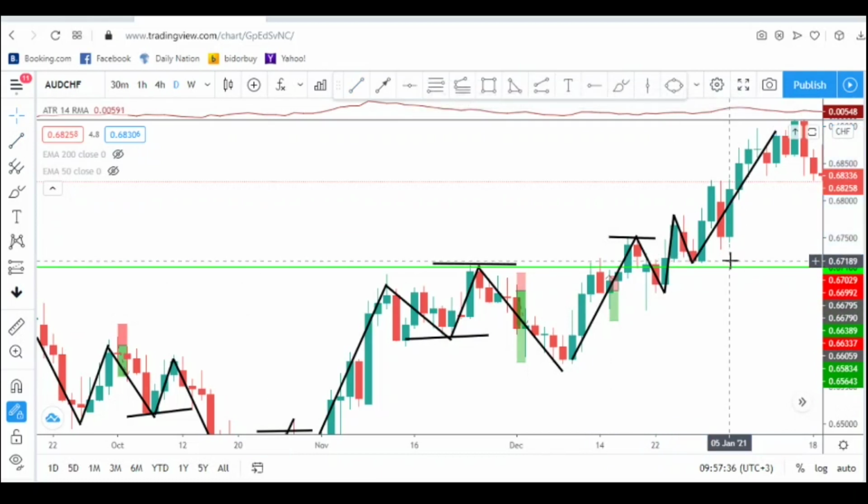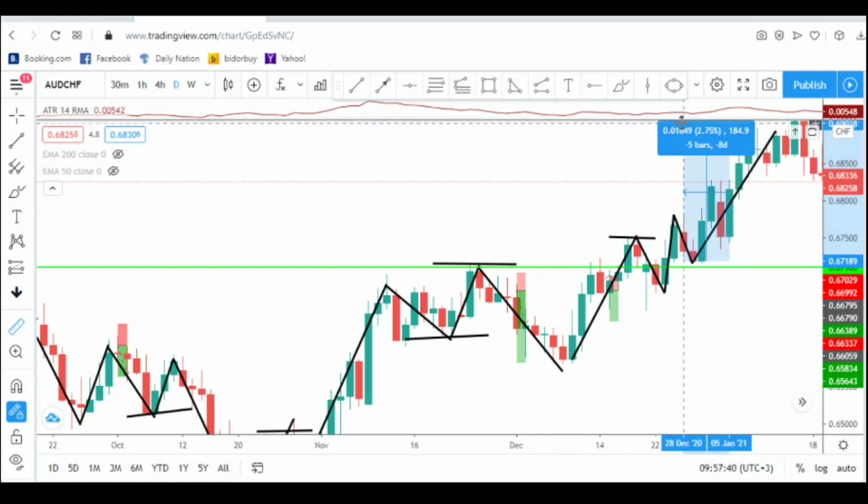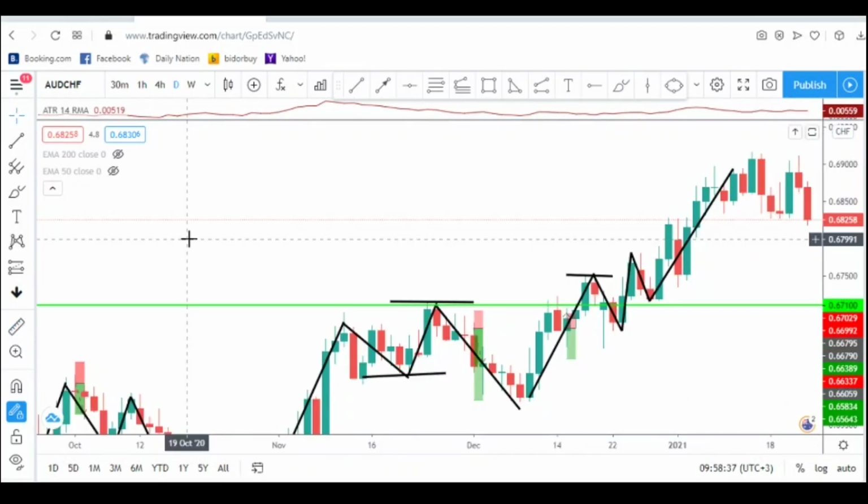Let's check it out. It's around 185 pips. This strategy applies to any time frame, any market, and any currency pair, if it's forex trading.